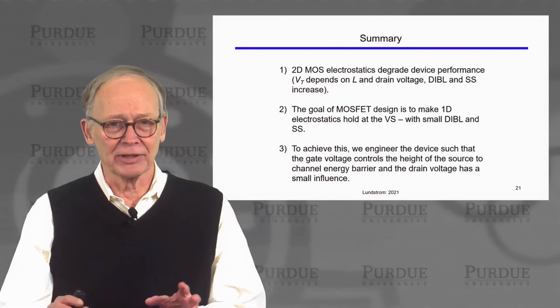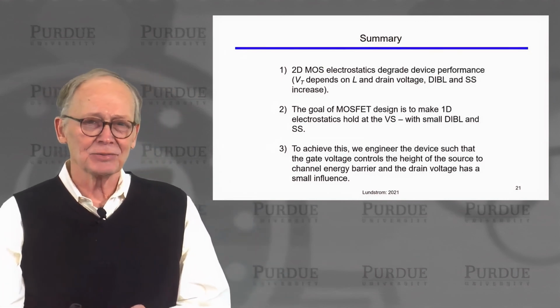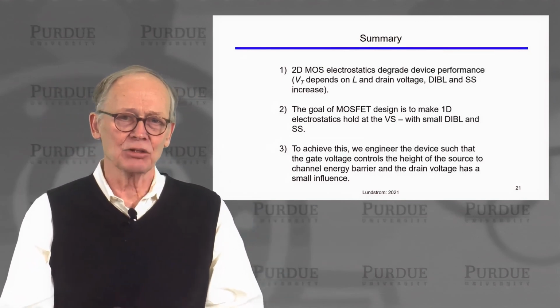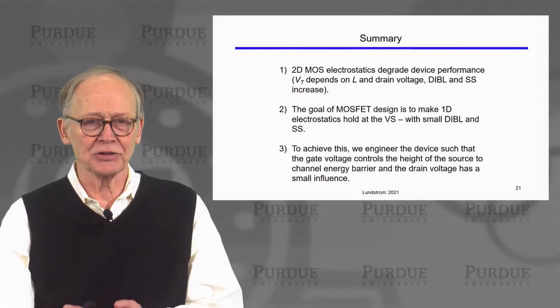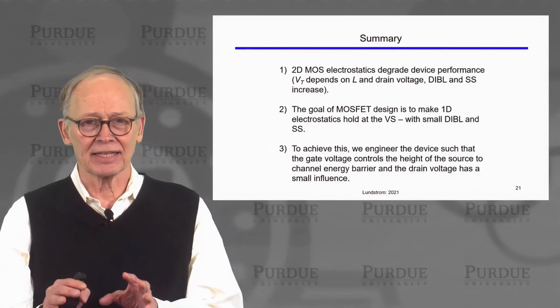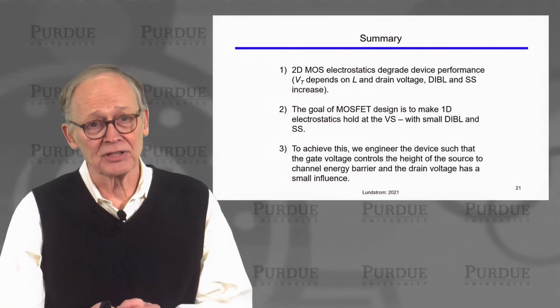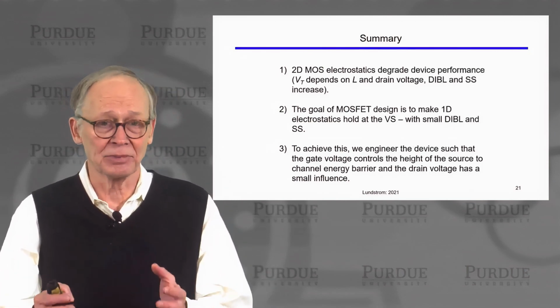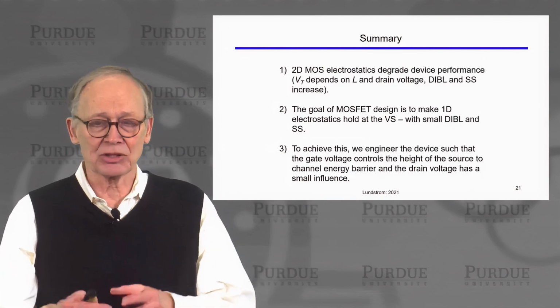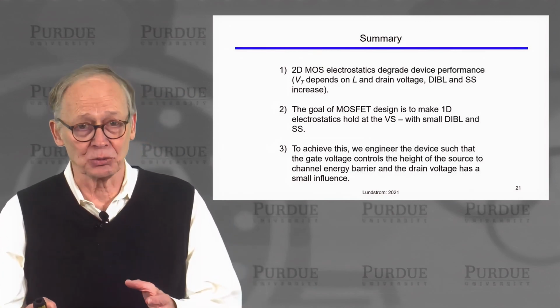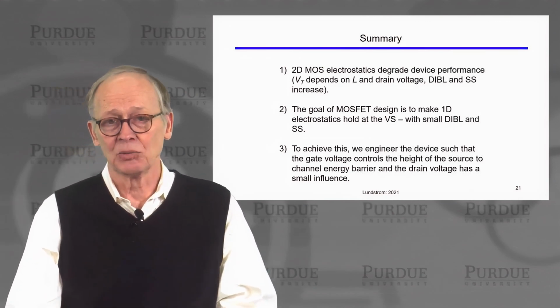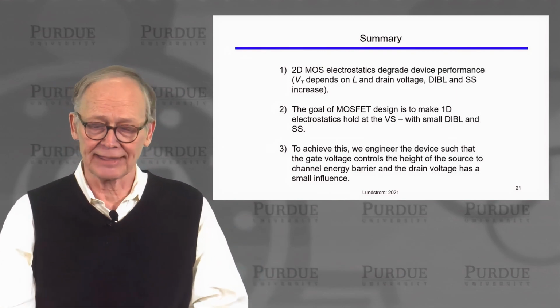All right, so let's summarize. In this lecture, we took a qualitative look at two-dimensional electrostatics to understand how they affect important device parameters. Things like why the threshold voltage depends on channel length, why it depends on drain voltage, what causes DIBL and subthreshold swing to increase, what causes punch-through and effects like that.